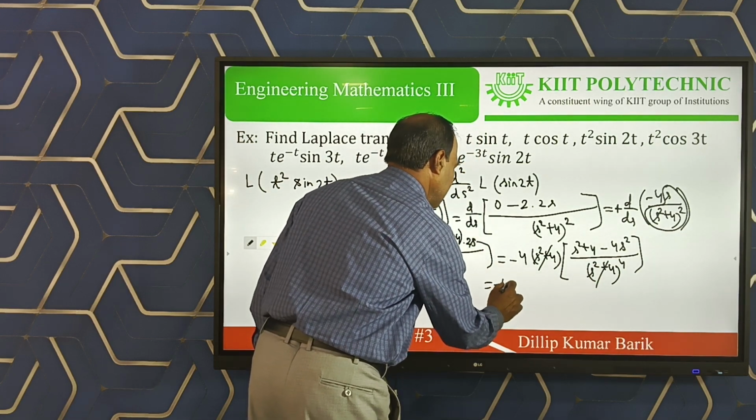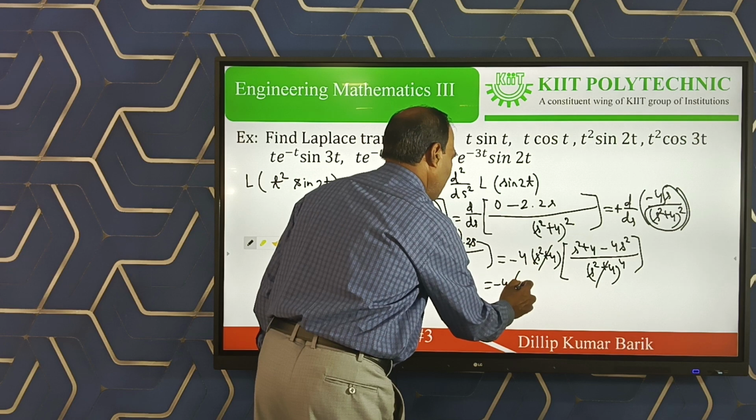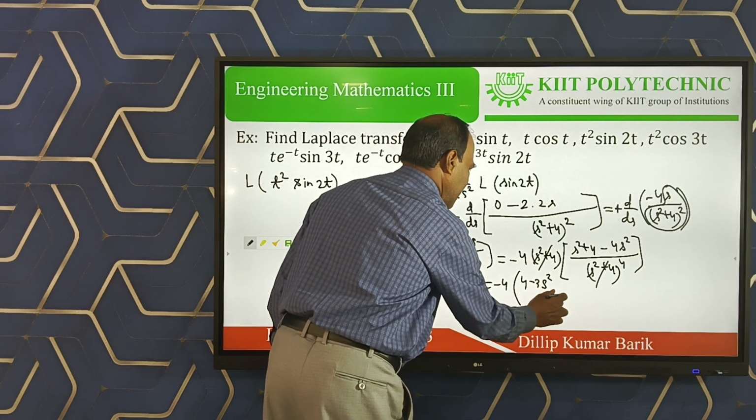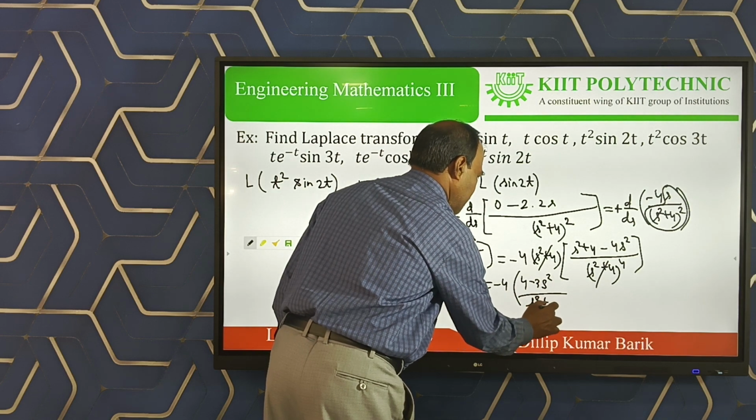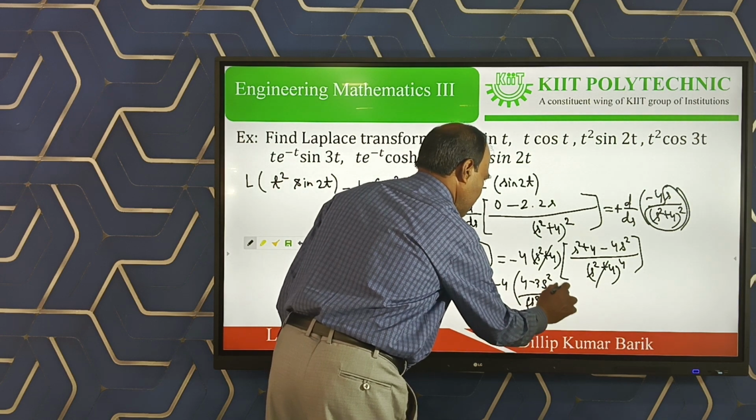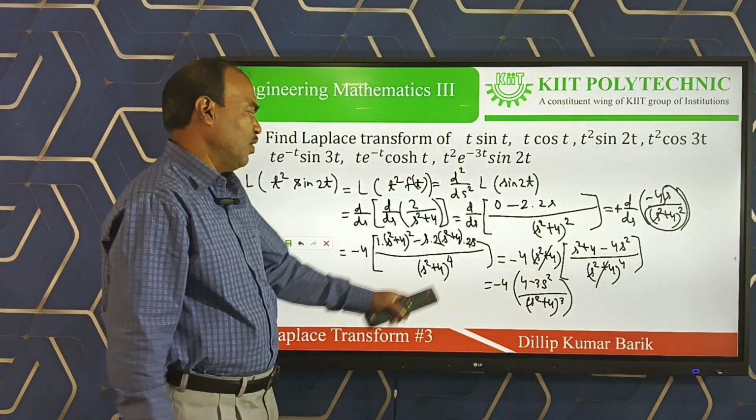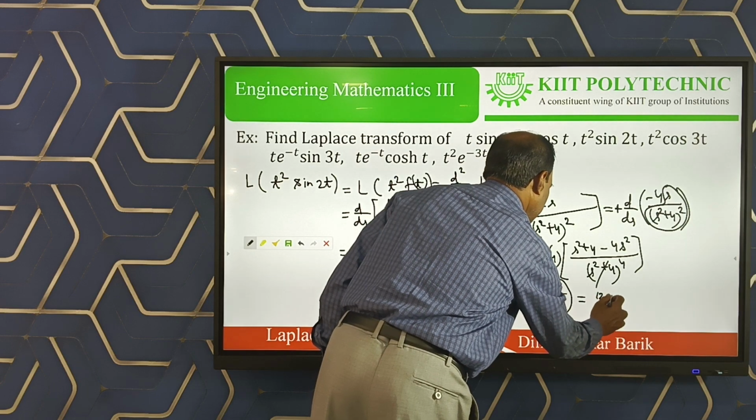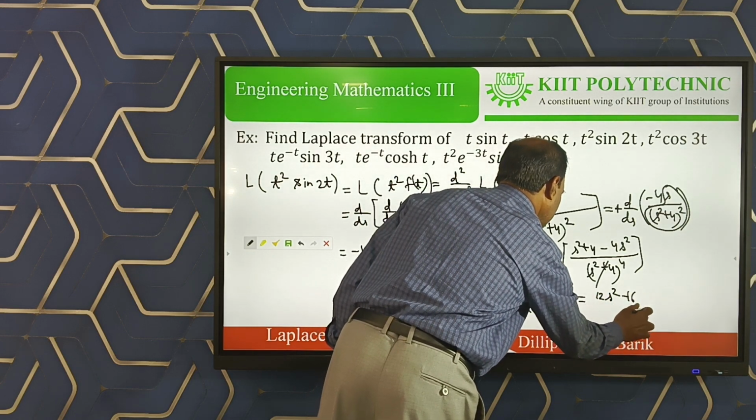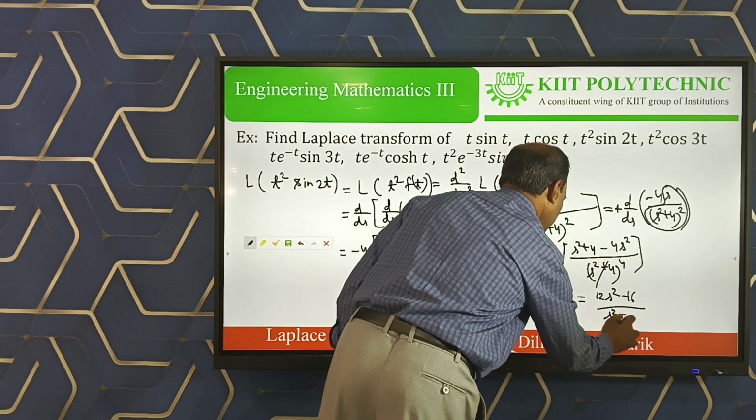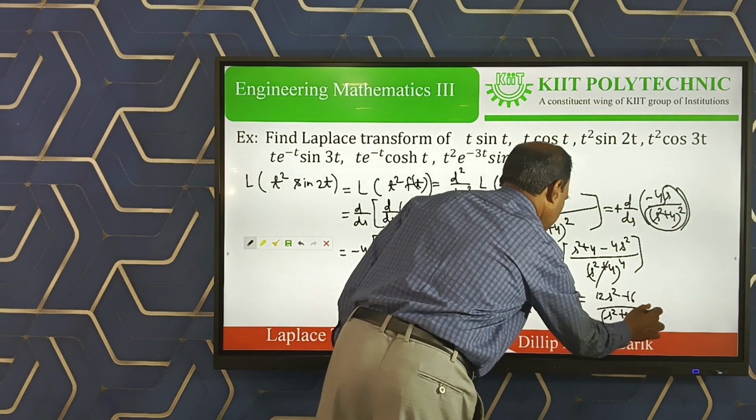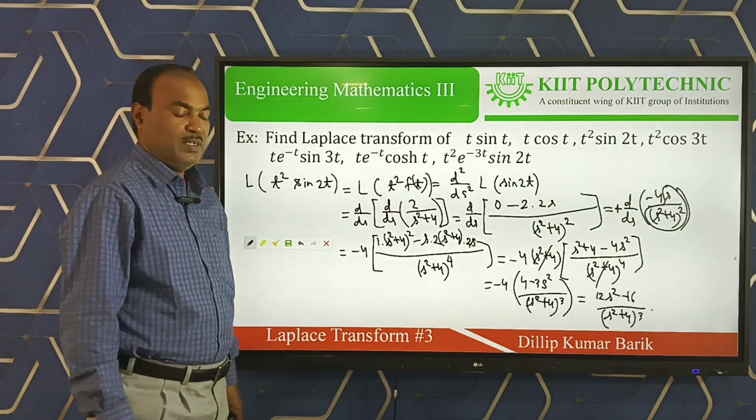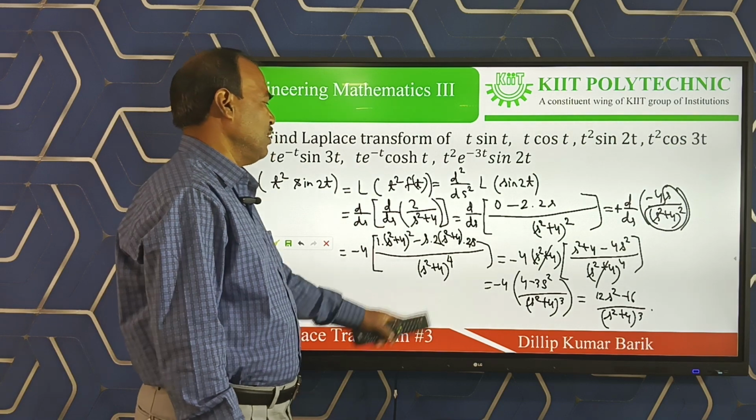So the answer finally is minus 4 into the constant 4, s square minus 4s square, it will be minus 3s square by (s square plus 4) whole cube. Clear? This is the final answer. Or you can just simplify by multiplying 4 inside, it will be 12s square minus 16 divided by (s square plus 4) whole cube. Clear? So the derivative of Laplace of t square sin 2t, this is the final answer.